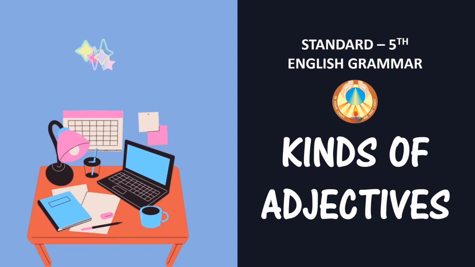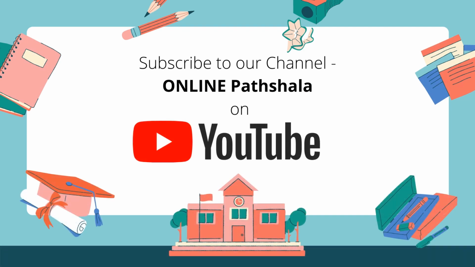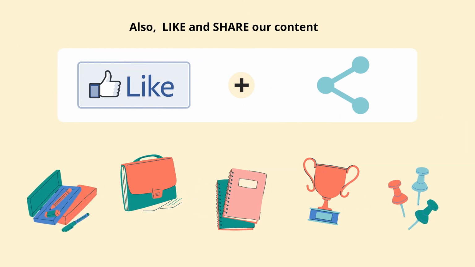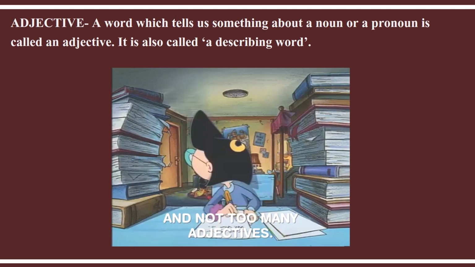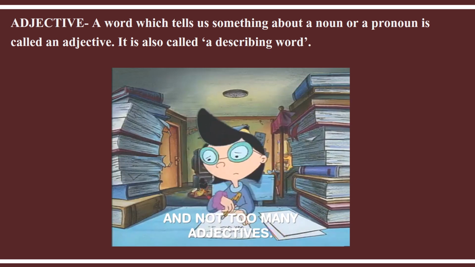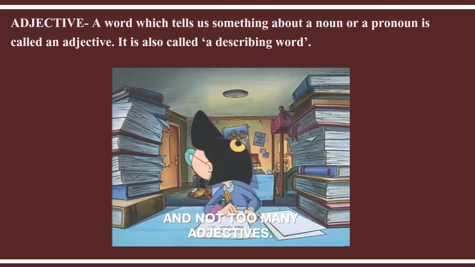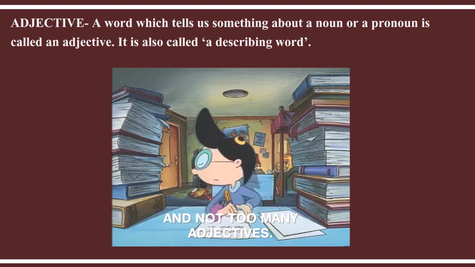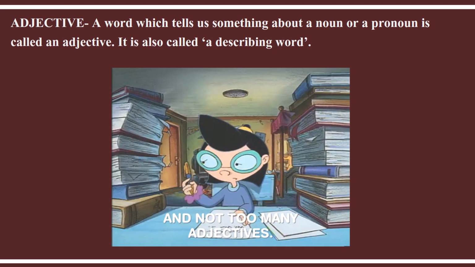Today, in English grammar, we shall learn a new chapter, Kinds of Adjectives. What is an adjective? A word which tells us something about a noun or a pronoun is called an adjective. It adds something to the meaning of a noun. It is also called a describing word.